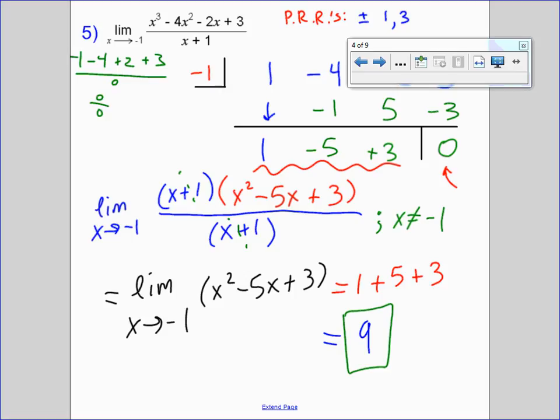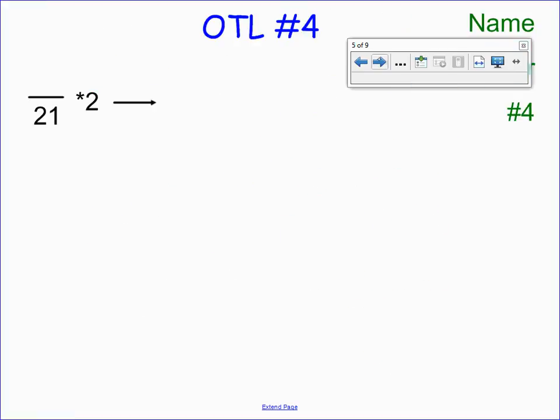Sammy? Okay. So as we get closer to our Friday, we're going to have a little bit of time to practice and review. But first, we're going to go ahead and take a look at some function behavior. So at this time, if you take out your OTL number 4, we'll get you credit for that in Infinite Campus.